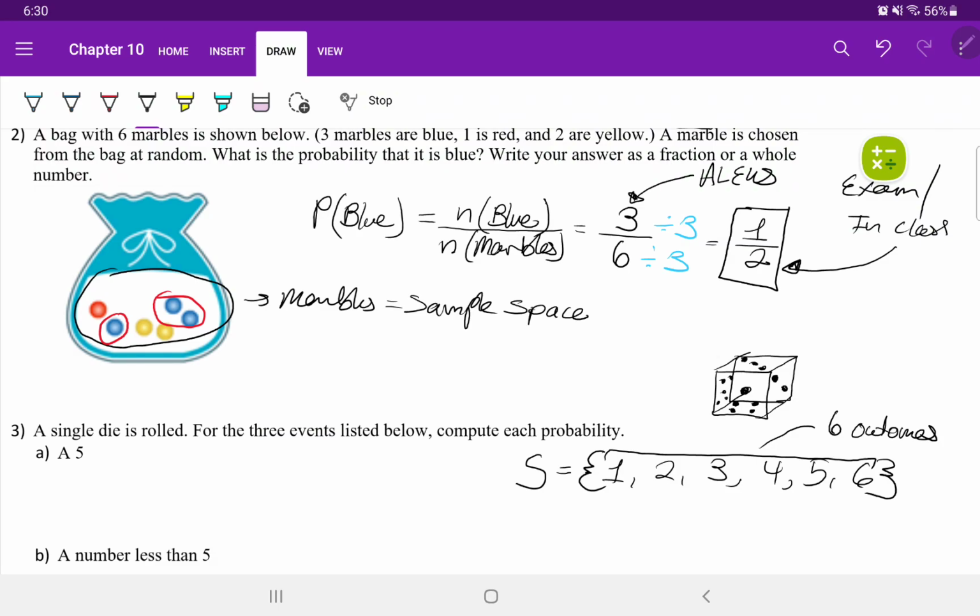Out of the 6 outcomes in my sample space, I want to find the probability of having the number 5. Out of 6 outcomes, there is only one option that gives me the number 5. Therefore, the probability of me selecting the number 5 when I roll a single die is going to be 1/6.